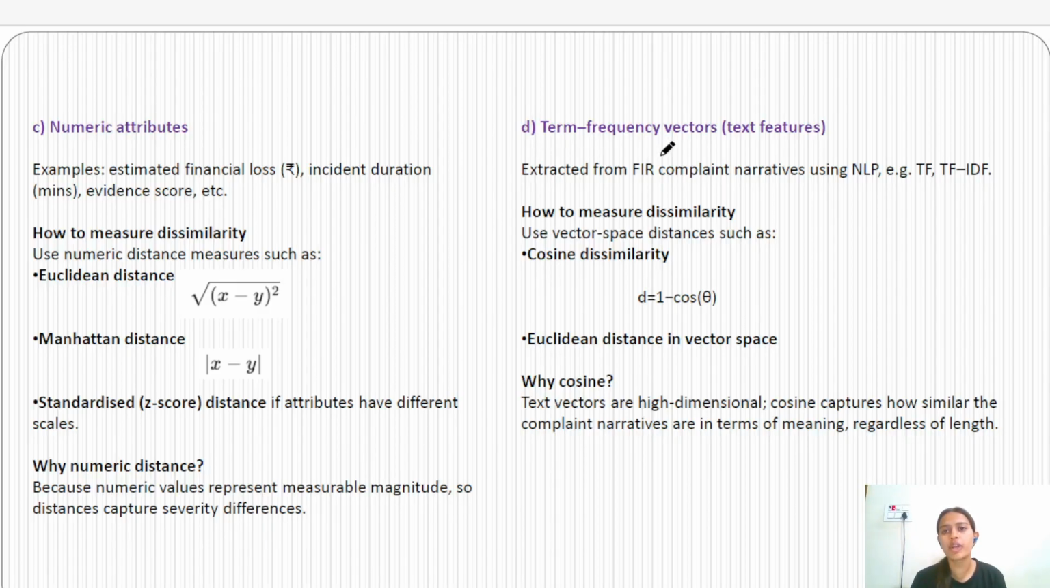Now D is term frequency vectors or text features, extracted from FIR complaint narratives using NLP, for example TF, TF-IDF. How to measure dissimilarity? Use vector space distances such as cosine dissimilarity, which is d equals 1 minus cos theta, or use Euclidean distance in vector space. Now, why do we use cosine? Text vectors are high dimensional. Cosine captures how similar the complaint narratives are in terms of meaning, regardless of length.